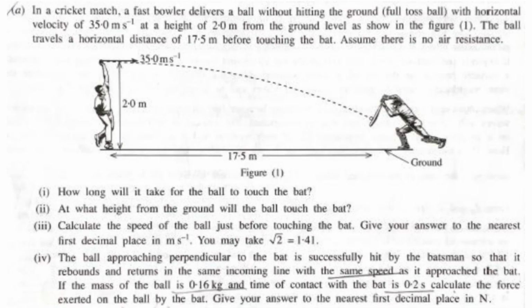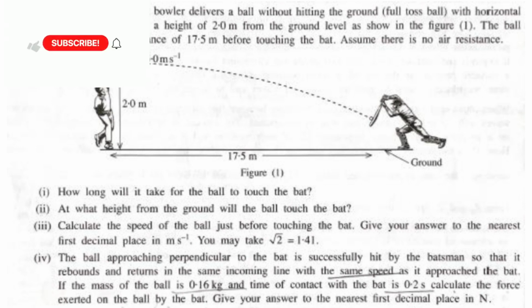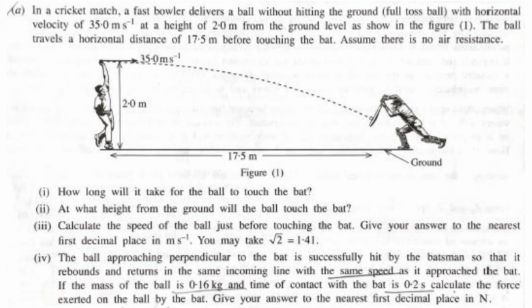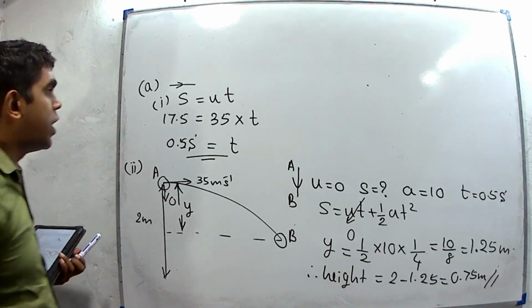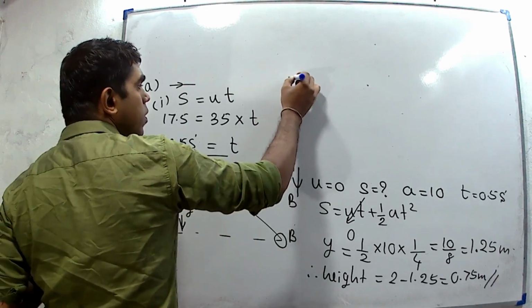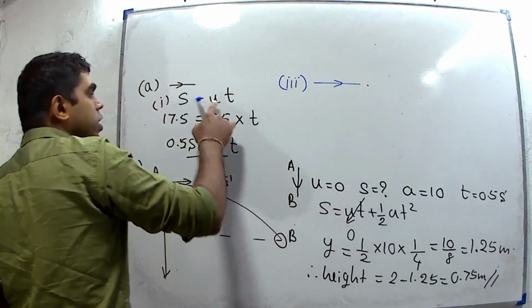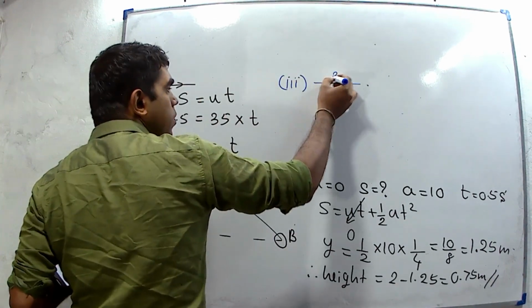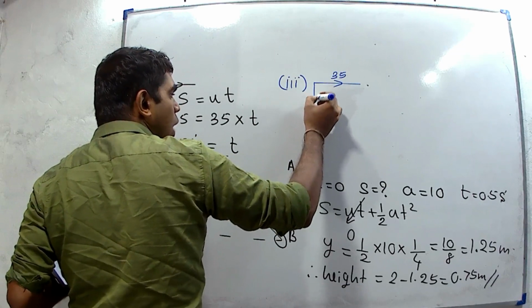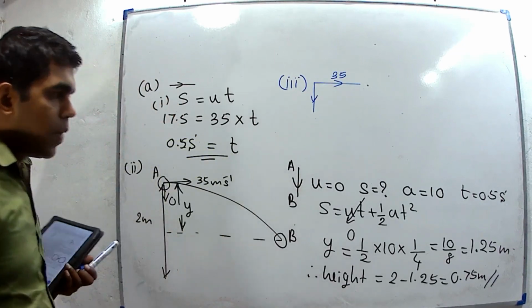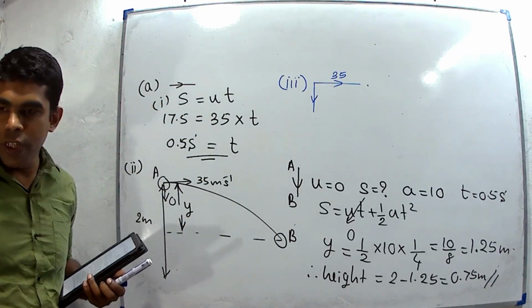In part 3, calculate the speed of the ball just before touching the bat. Give your answer to the nearest first decimal place in meters per second. You may take root 2 as 1.41. Before touching the bat, the horizontal velocity is constant, 35. And we have to calculate the downward velocity.